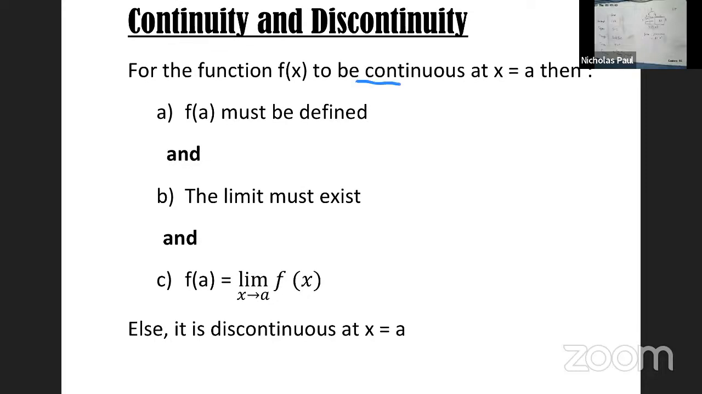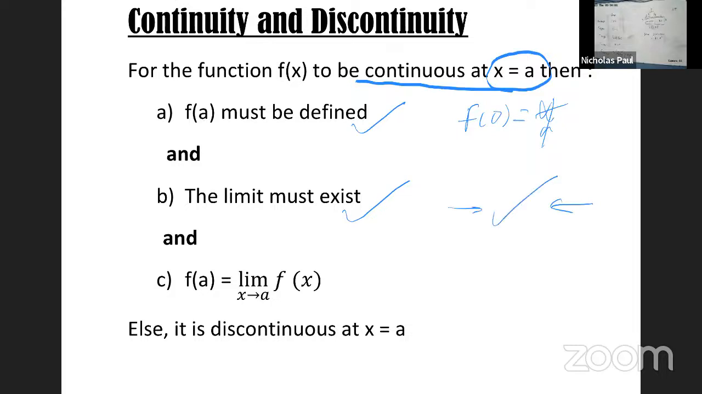For a function to be continuous at a point x equals a, f of a must be defined. So, for example, f of 0 must be some number. If the number is k or 5 or whatever, it doesn't matter. It has to be some value. Then the limit must exist. So when you approach from the right and the left, you must get the same value. And those 2 things have to be equal. Once these 3 rules are upheld, it means that the function is continuous. Are you okay with that?